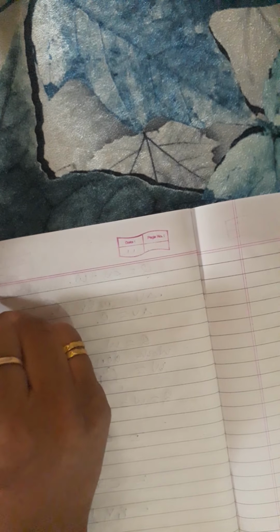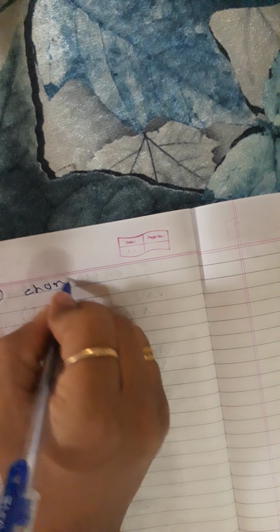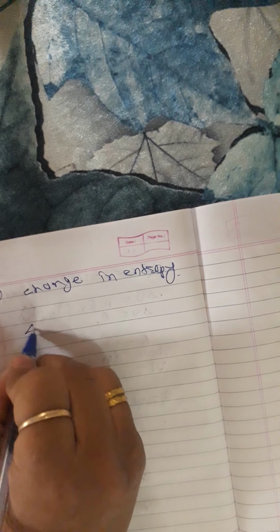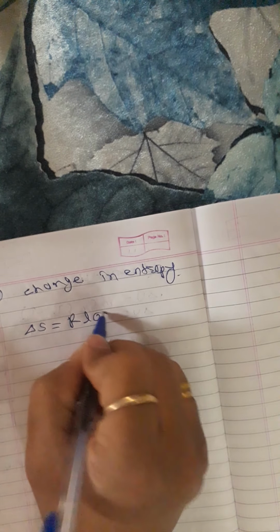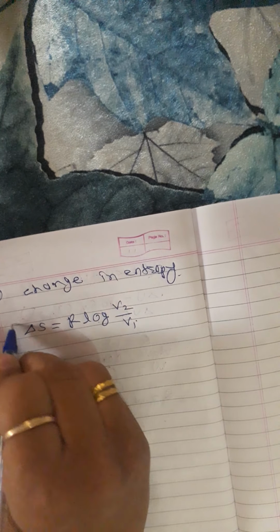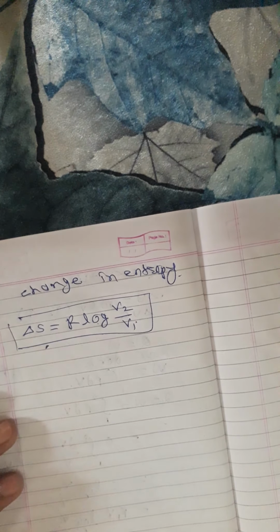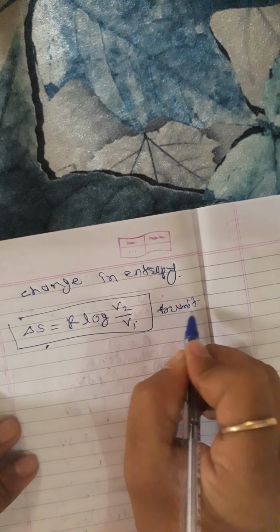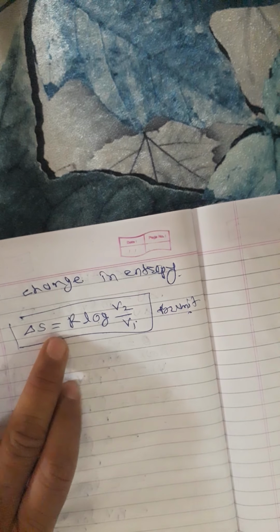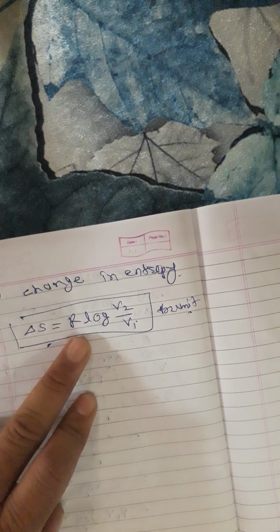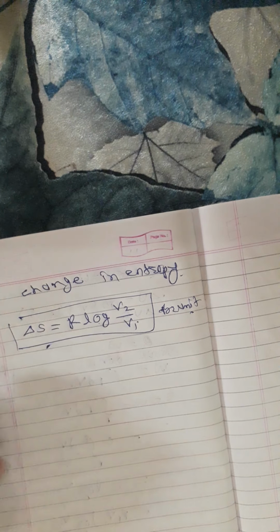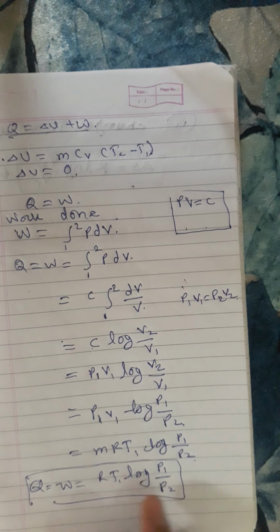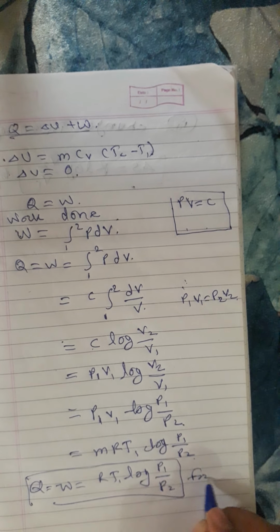The last one is change in entropy. Delta S is equal to R log V2 by V1. This is the change in entropy for unit mass. When we don't have unit mass, when mass is given, we can write m here.